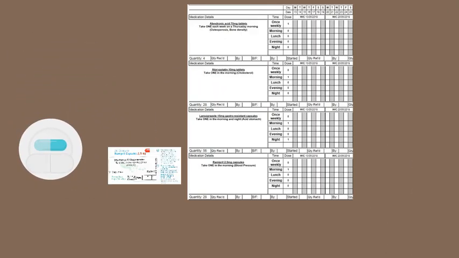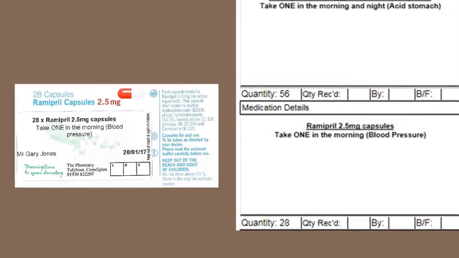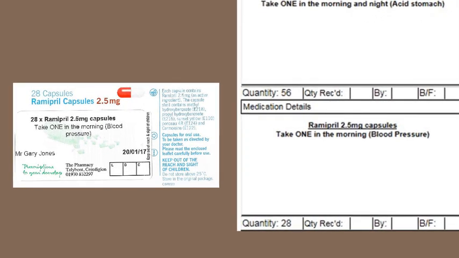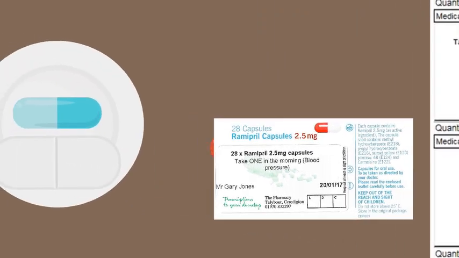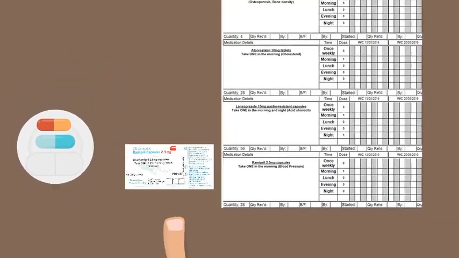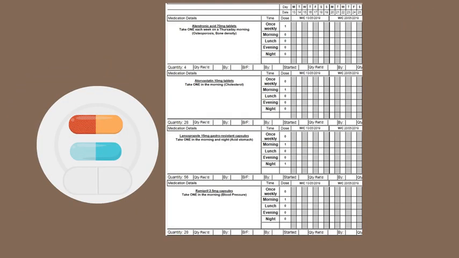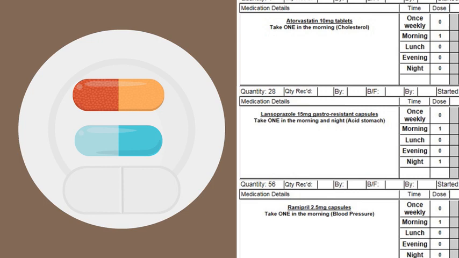Move on to the third medication on the list and follow the same procedure as with the first and second medications. As a final check, the number of tablets on the MAR sheet should correspond to the number of tablets in the pot, 3 in this case.